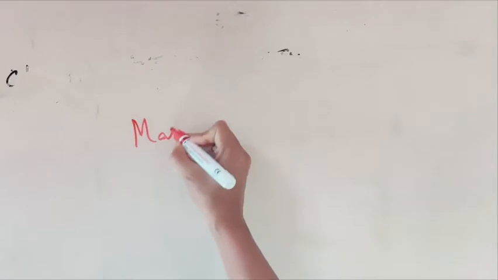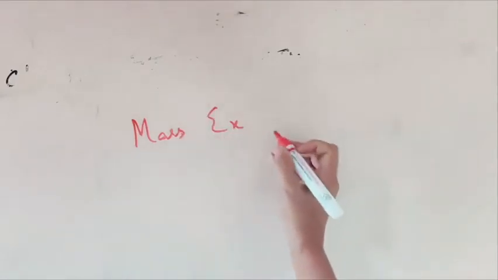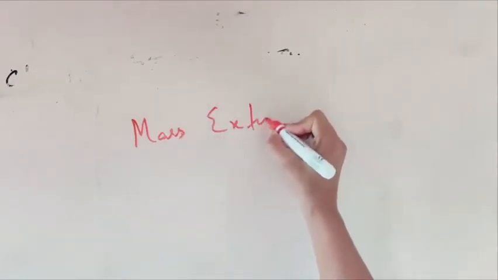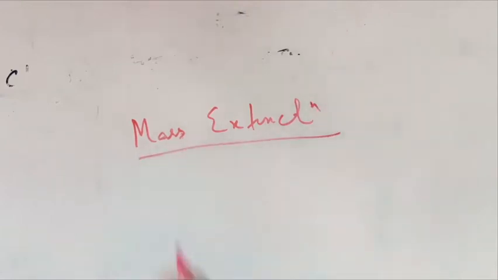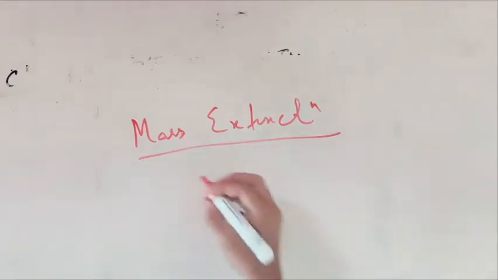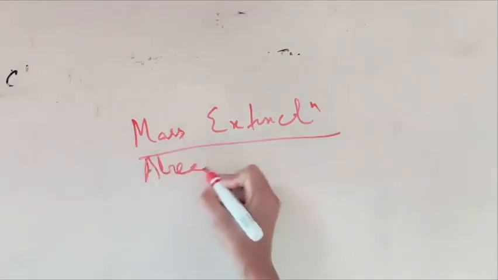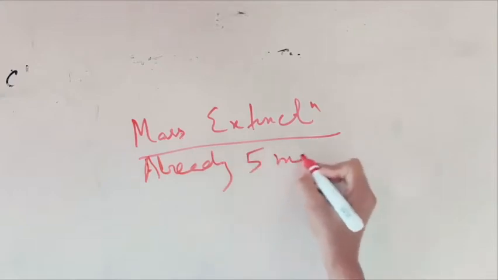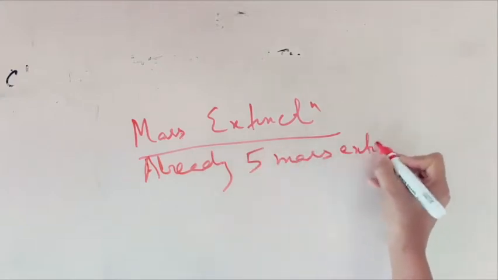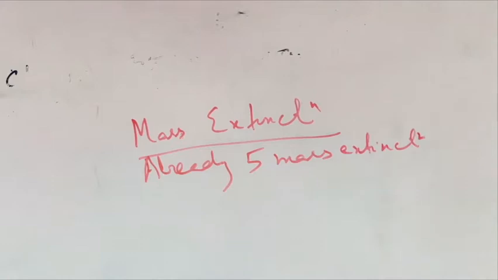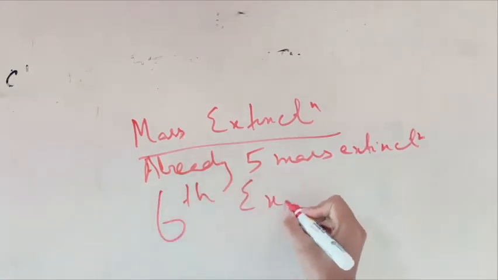Extinction in lots and lots of numbers we call mass extinction, right? Mass extinction. There have been already 5 mass extinctions, can you imagine, and the one which is undergoing right now is known as the sixth extinction phase.